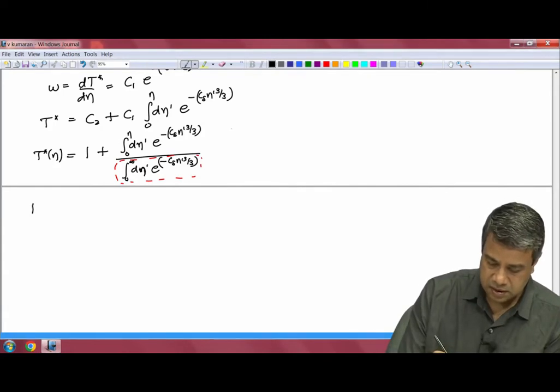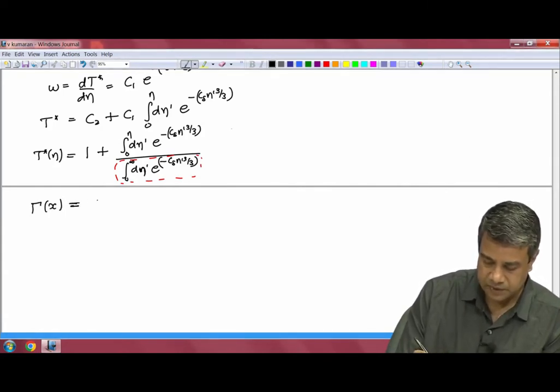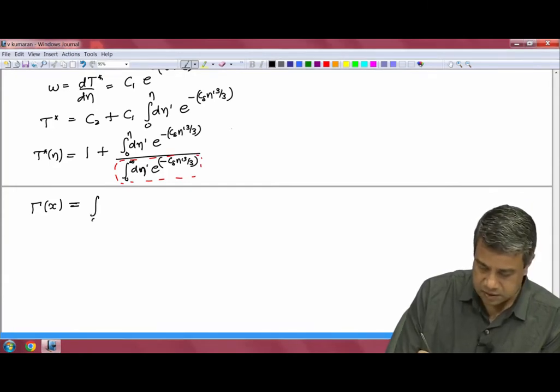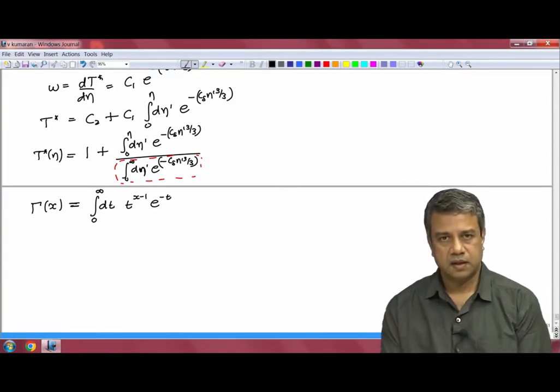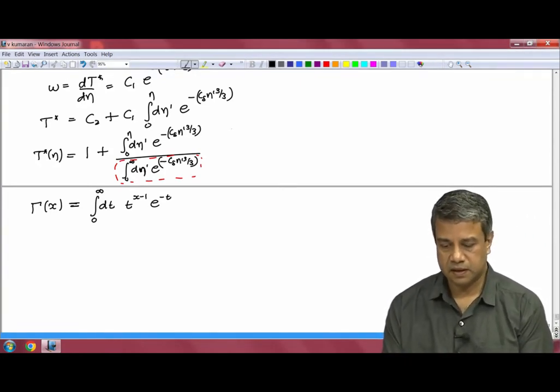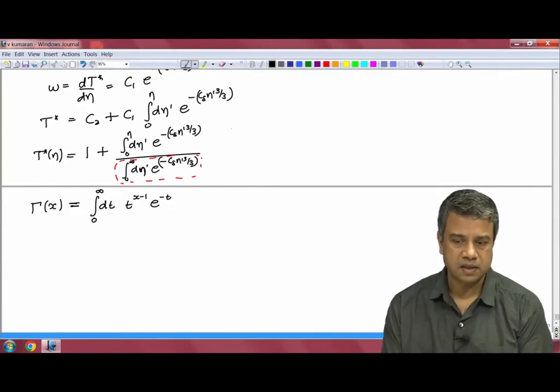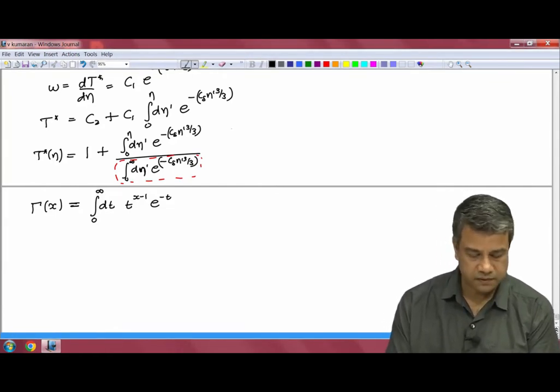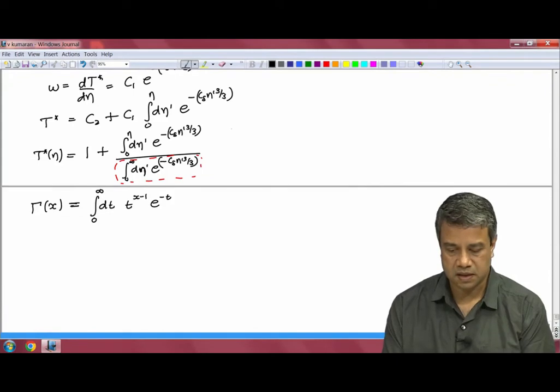The gamma function is defined as gamma of x is equal to integral 0 to infinity dt times t power x minus 1 e power minus t. x is the exponent of t multiplied by e power minus t, integrate from 0 to infinity, and you will get this as the gamma function.